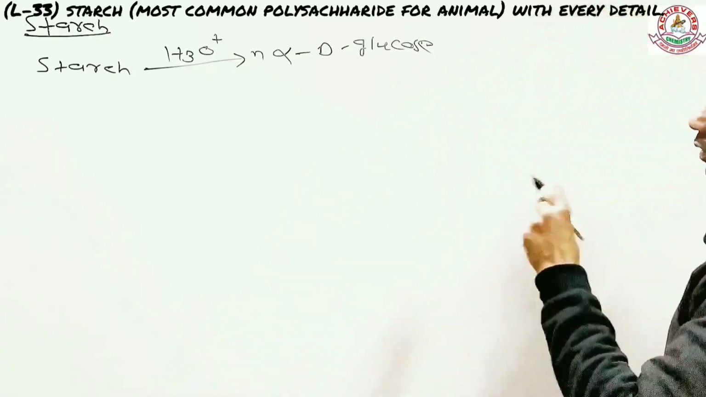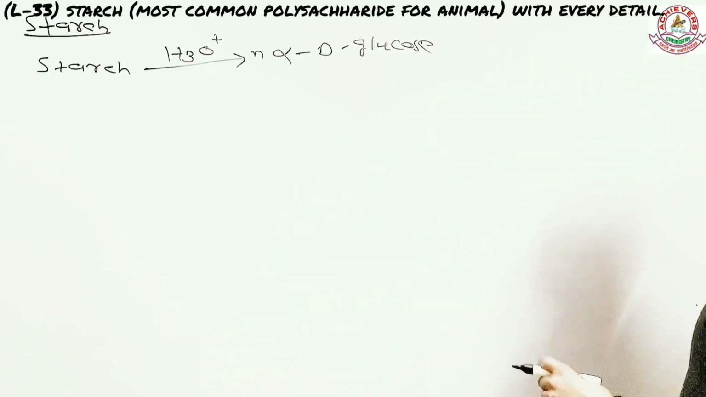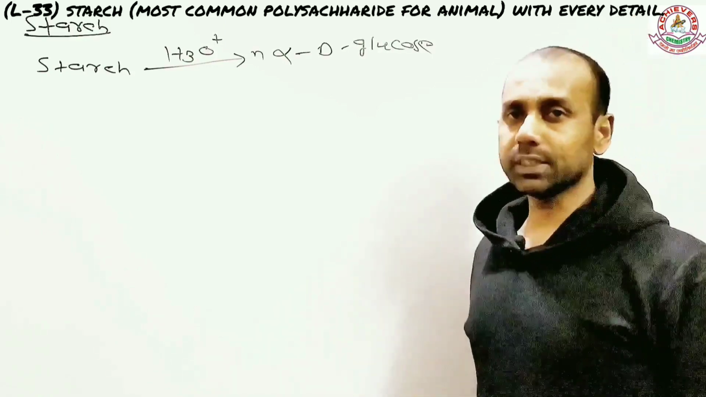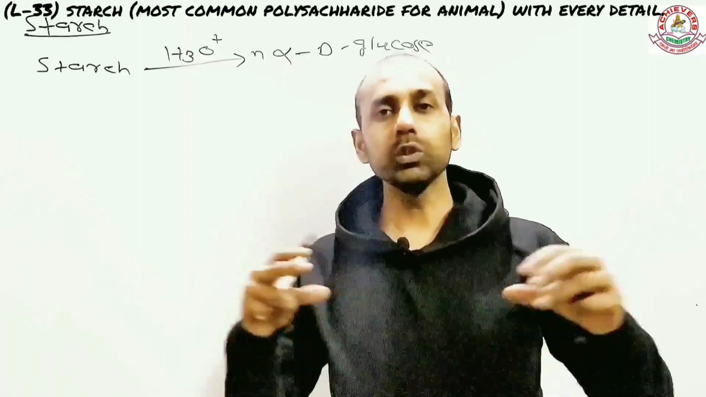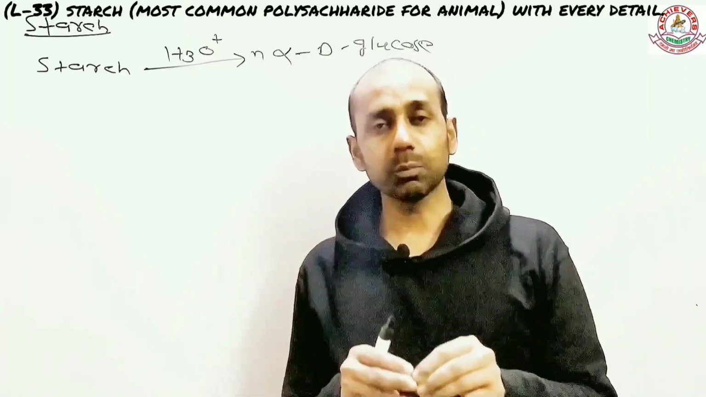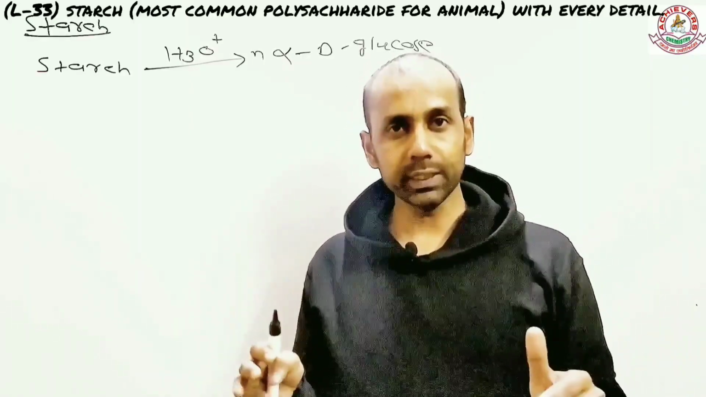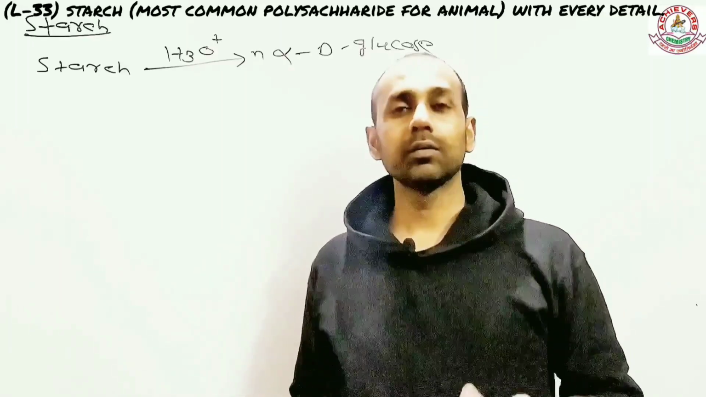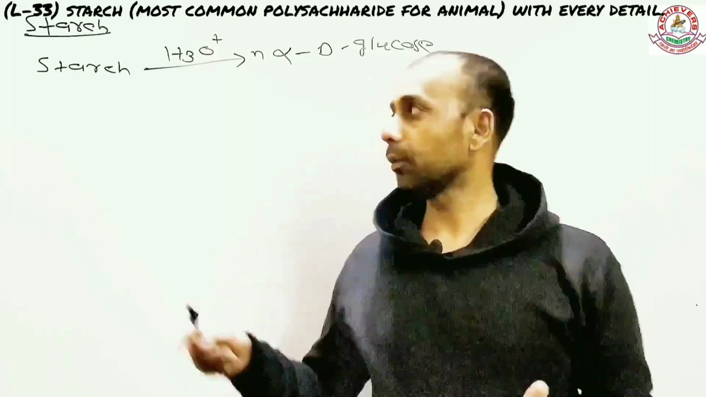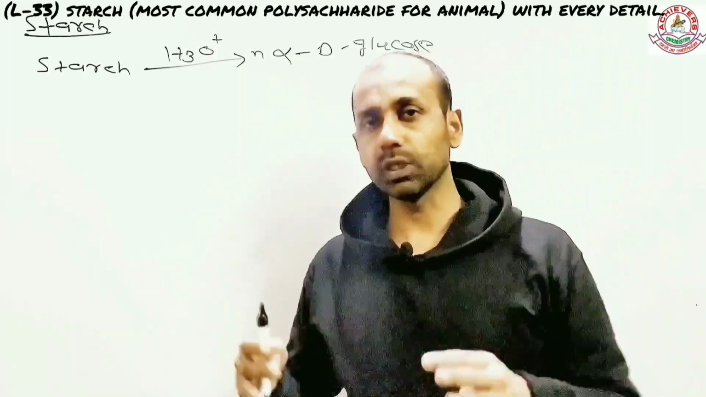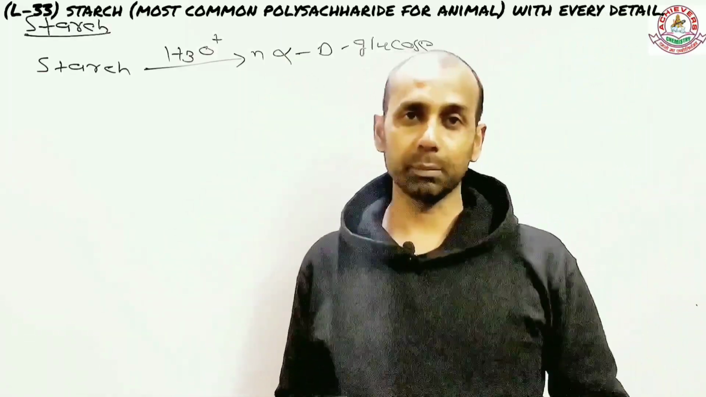Now we need to understand the structure of starch. A starch molecule basically consists of two units. Remember, a starch molecule consists of two units, and these two units are called amylose and amylopectin. But both of these are again made up of alpha D glucose, so there's nothing to worry.